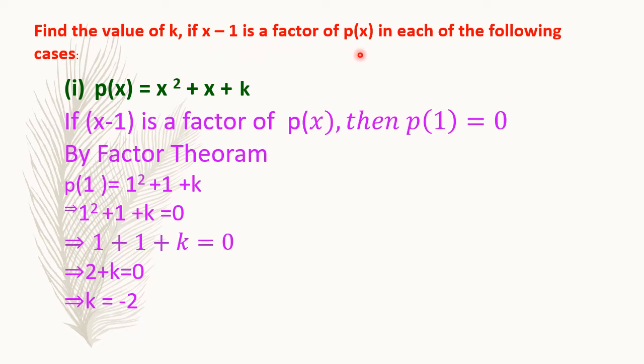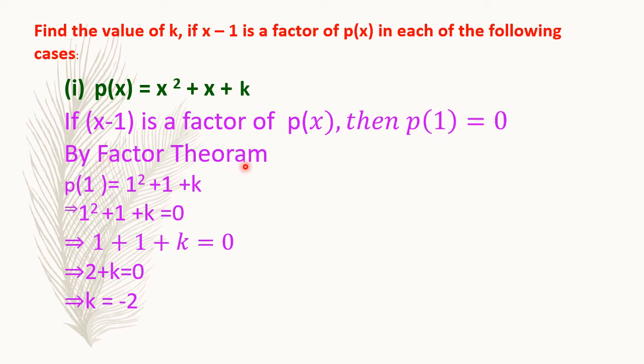In the previous two sums, it was not given. There it was given that find whether it is a factor or not. Here it is given it is a factor. So you understand the difference between the questions. Once you understand the difference, you will understand why we are writing here 0. We are writing p of 1 is equal to 0 in the first step itself. There we were getting 0 in the last step. Here we are writing p of 1 is equal to 0 in the first step itself.